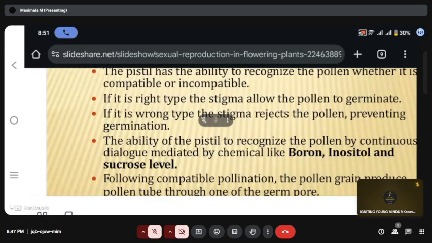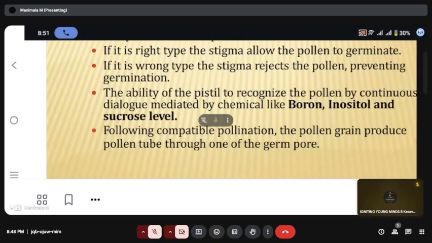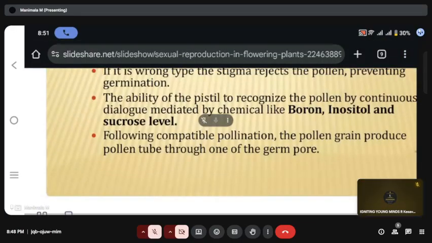Only in recent years have botanists been able to identify some of the pollen pistil components and interactions leading to the recognition, followed by acceptance and rejection. The acceptance or rejection is mediated between the pollen and the stigma with the help of the chemical components only. As mentioned earlier, following compatible pollination, the pollen grain germinates on the stigma and produces the pollen tube through one of the germ pores. The contents of the pollen grain move into the pollen tube. Further, these things we will discuss in the next class.